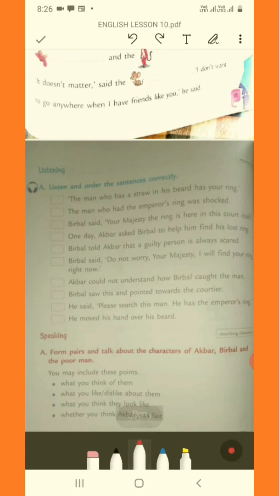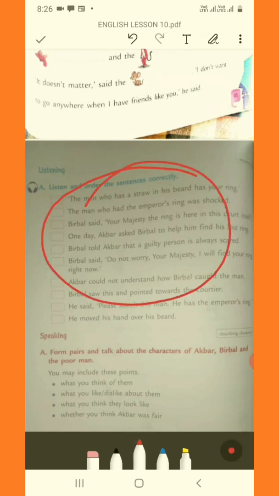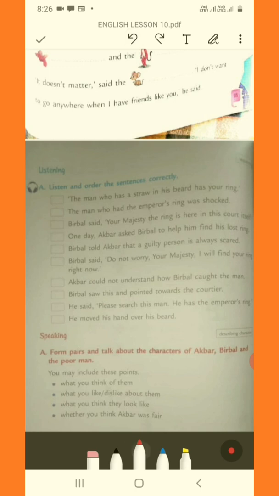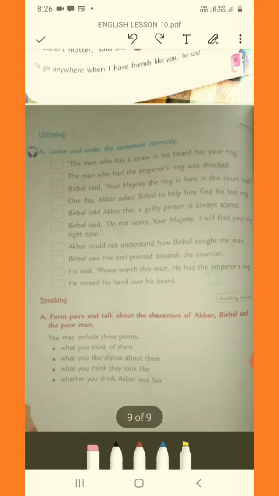So this listening exercise is based on the CD. We are not going to do it. If you have the CD, you must have received one CD along with the book you purchased. If yes, you can listen to this CD and do it. It's optional. You may or may not do it. You may skip this because we have already done plenty of exercises based on listening. So we need not do this.